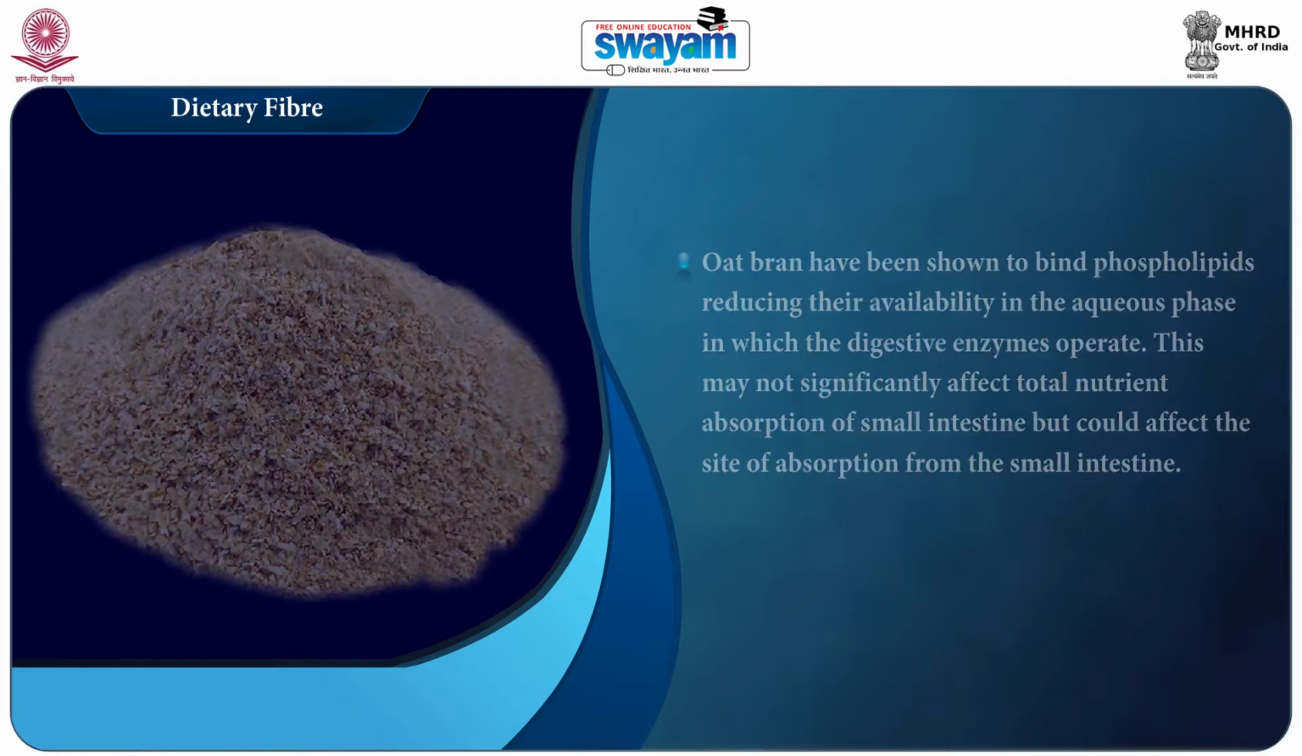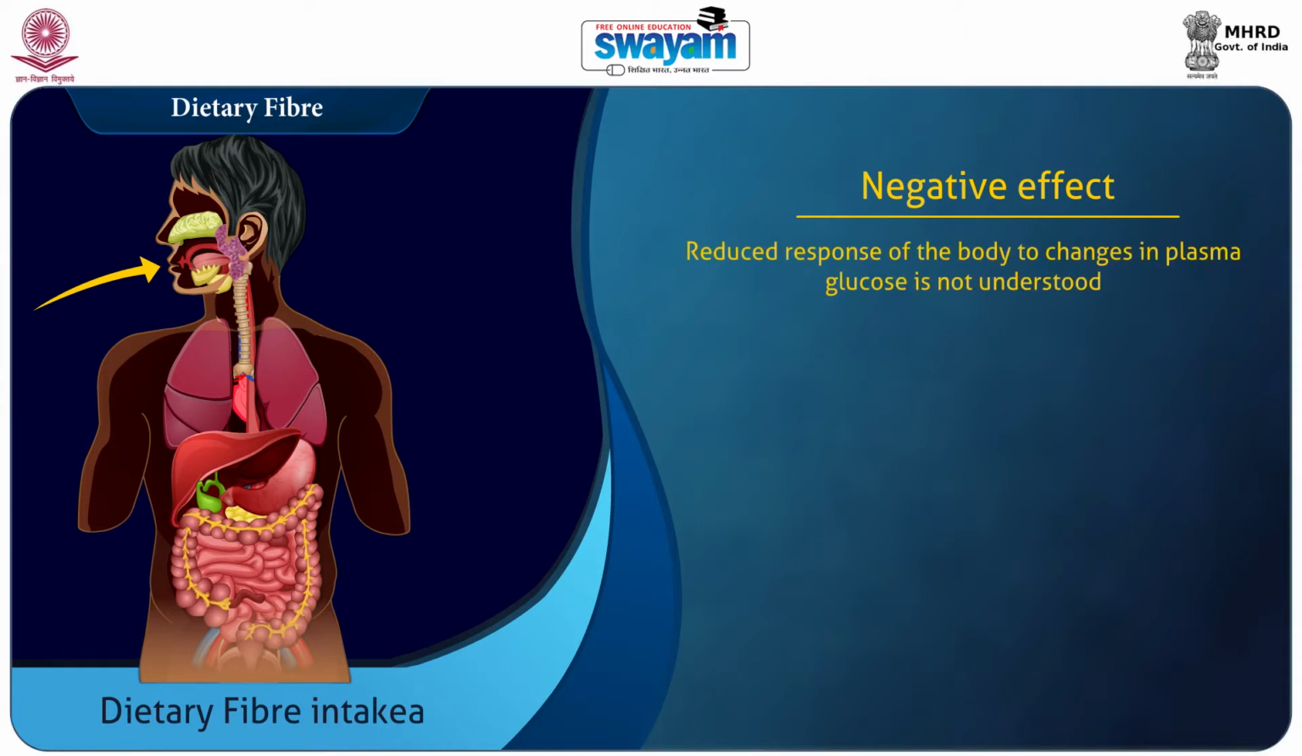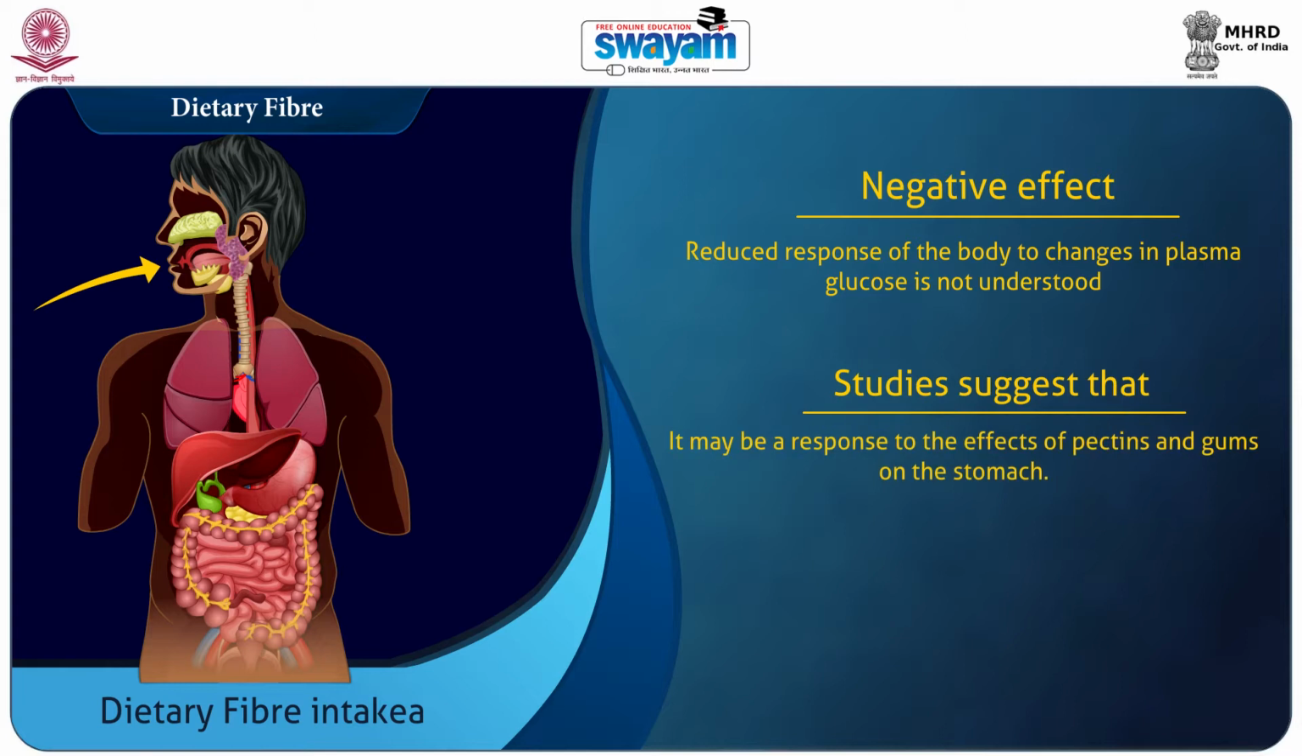This may not significantly affect total nutrient absorption in the small intestine, but could affect the site of absorption from the small intestine. The underlying mechanism of the other apparently negative effect of dietary fiber, that of reduced response of the body to changes in plasma glucose, is not well understood. Studies suggest that it may be a response to the effects of pectins and gums on the stomach.